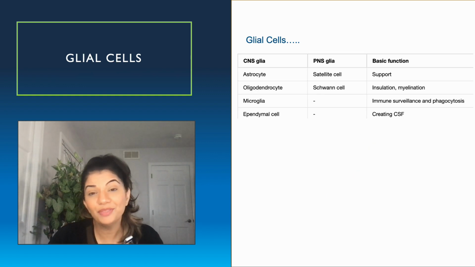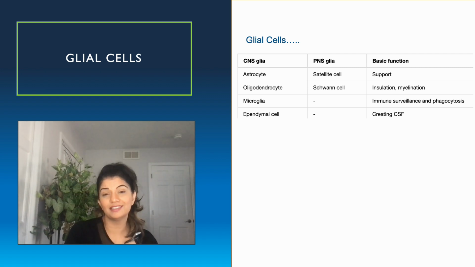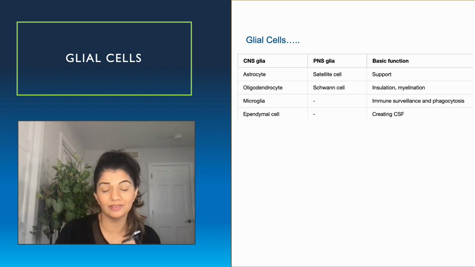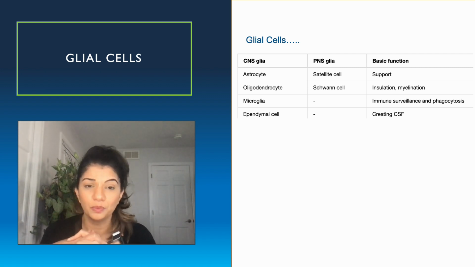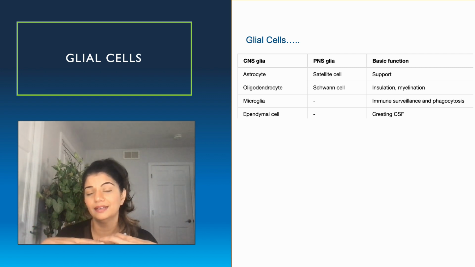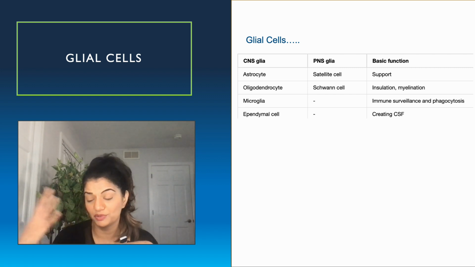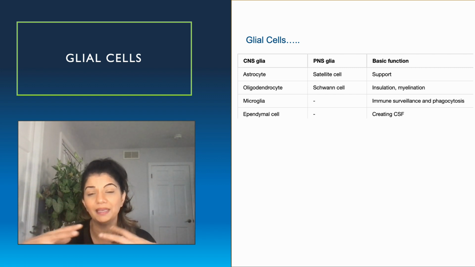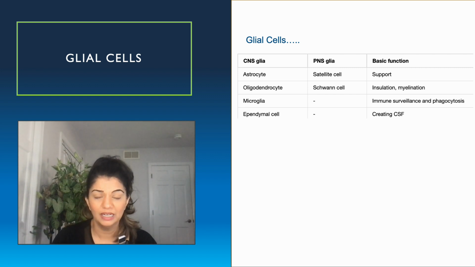Okay, and now that we've talked about neurons, let's talk about glial cells. Glia comes from the Greek word that means glue, and research shows that the glial cells actually have a bigger and deeper role than we know of. There's a lot more research going on in that, but generally speaking, they have a very supportive role in nourishing and taking care of the neurons, the key players.